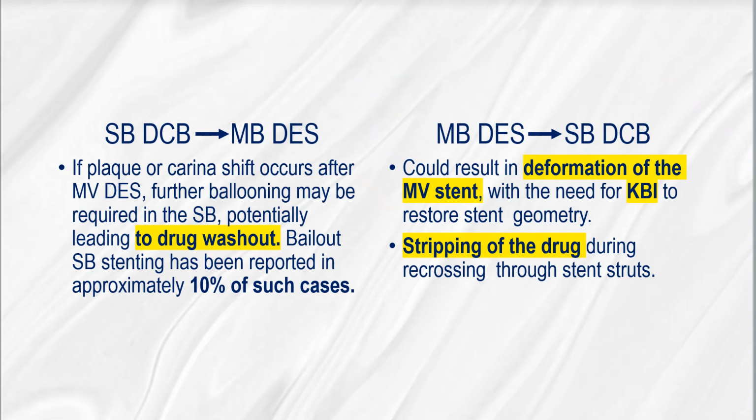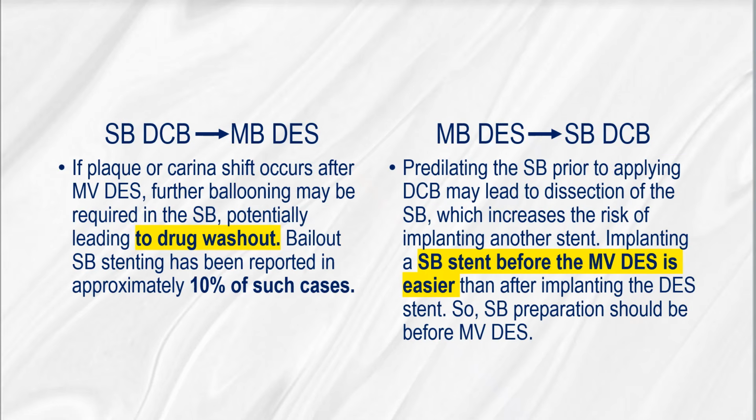And in cases of side branch drug-coated balloon inflation after the main vessel DES, it may result in deformation of the main vessel stent, with the need for kissing balloon inflation to restore stent geometry. Also, stripping of the drug during recrossing through the stent struts. In addition, pre-dilating the side branch prior to applying drug-coated balloon may lead to dissection of the side branch, which increases the risk of implanting another stent.